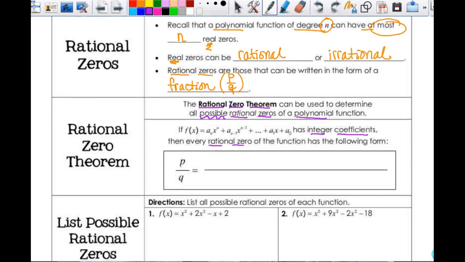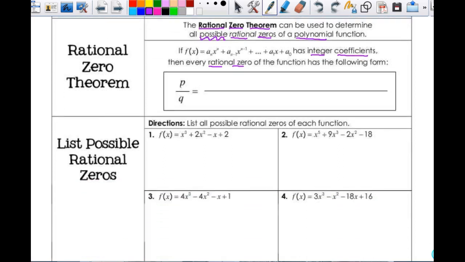And this fraction is created by the factors of the constant term, which our constant term would be a sub 0. Okay, the very last thing there without any variables on it, over the factors of the leading coefficient.